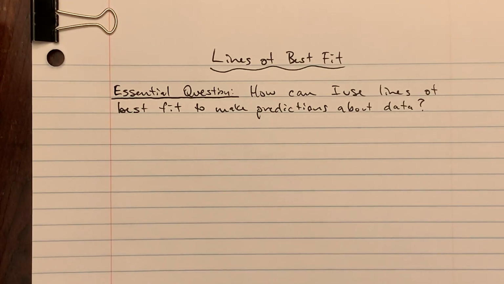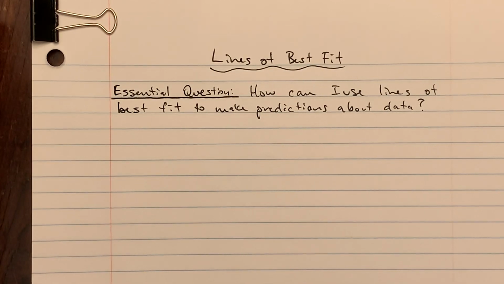All right, folks, we're back here for another lesson. We're going to talk about lines of best fit, which goes directly with scatter plots. It's just our next little step with scatter plots. Our essential question today is how can I use lines of best fit to make predictions about data?